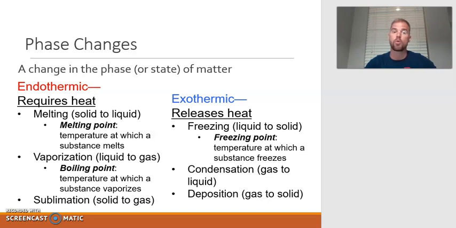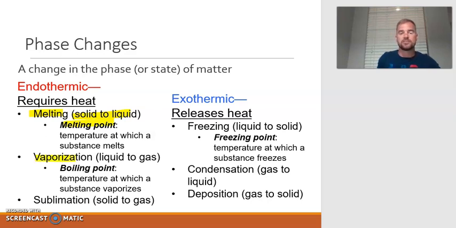The first one are what we call endothermic, which means heat needs to enter in order for these particular phase changes to happen. So for example, if you want to melt something, let me use the highlighter. If you want to melt something, that requires you to add energy, to add heat. And hopefully you're all familiar with that. That's going from a solid to a liquid. The temperature at which something melts is known as the melting point.